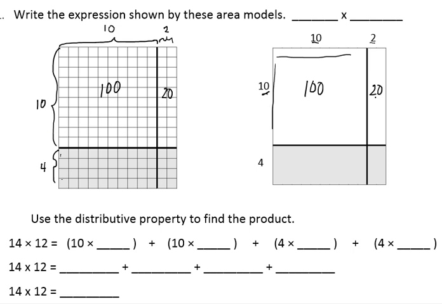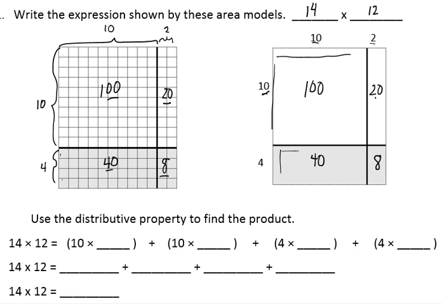Down here I see I have a 4 by 10 and a 4 by 10 over here. 4 times 10 is 40, so there are 40 squares here. And then finally I have a 4 by 2 rectangle. 4 times 2 is 8, and you can see there are 8 squares there. So the two rectangles are identical. They're showing us the multiplication problem, 14 rows times 12 columns.